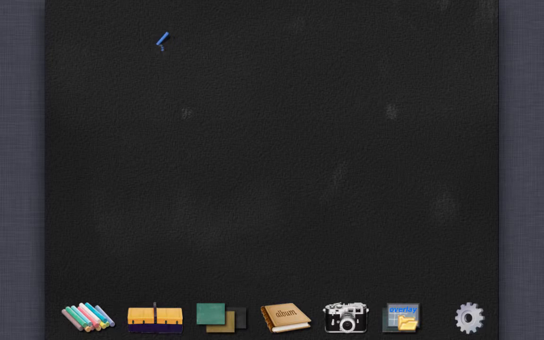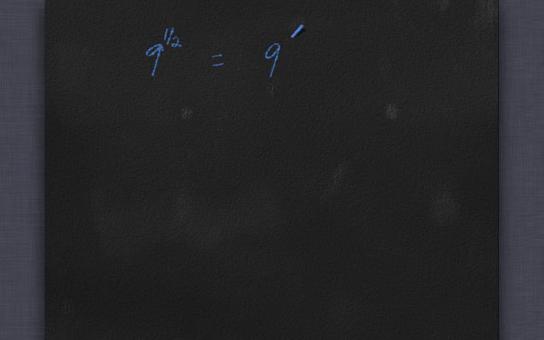So if I write, say, 9 to the 1/2, then I have 9 to the 1 with a 2 in there, but that's what we would just normally write like this. That doesn't have to be written, and that doesn't have to be written. That's the implied. If it's any other number, you have to write it down. In this case, you do not.